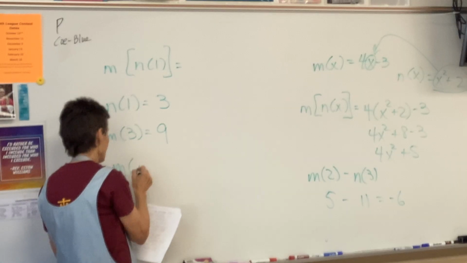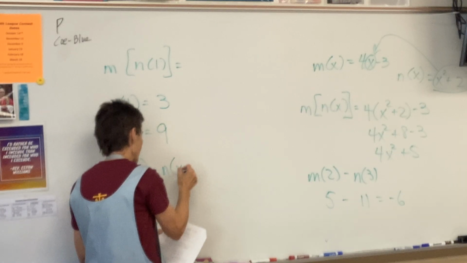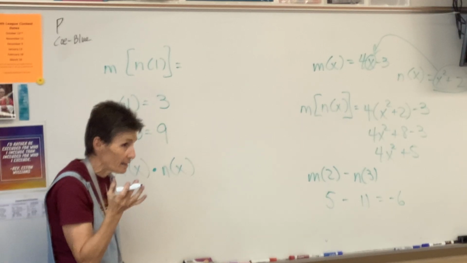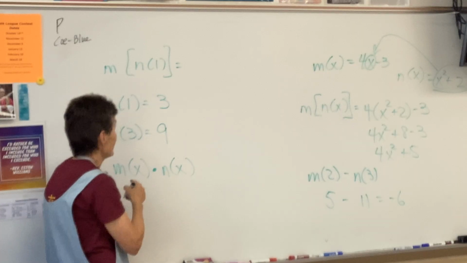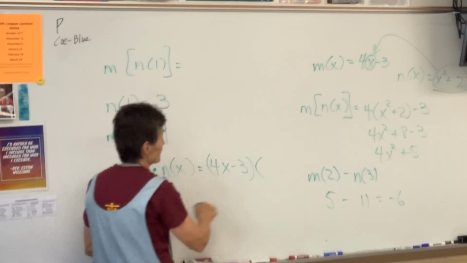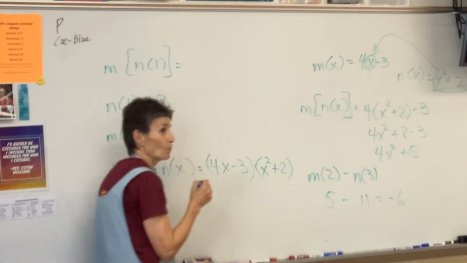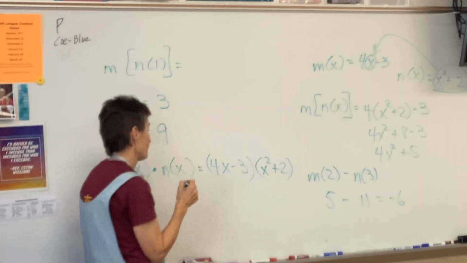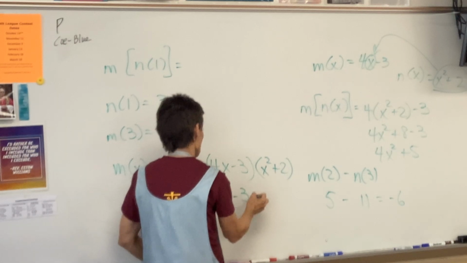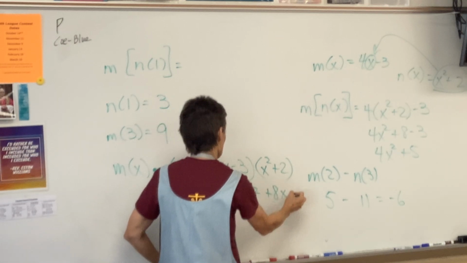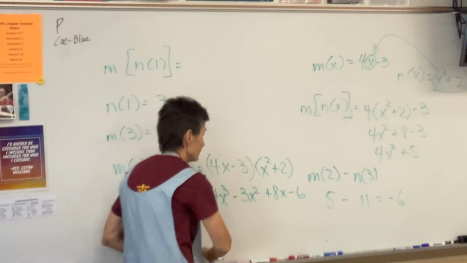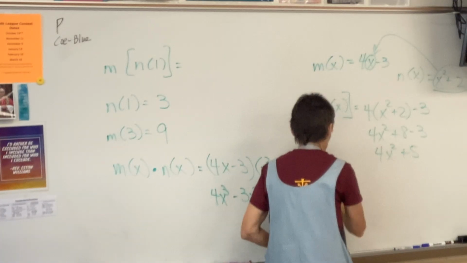And then what does this mean? Don't make it hard. That little dot right there, that's a closed-in dot, that's not an open dot, and that just means multiply. So we're just gonna take m, and we're gonna multiply it times n, which means we're going to have to FOIL. So 4x cubed minus 3x squared plus 8x minus 6, I think. And again, that's it. So you just got 12 minus 9.